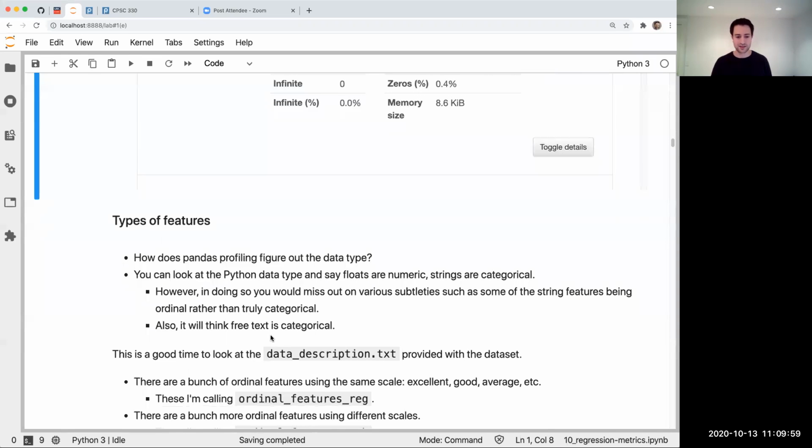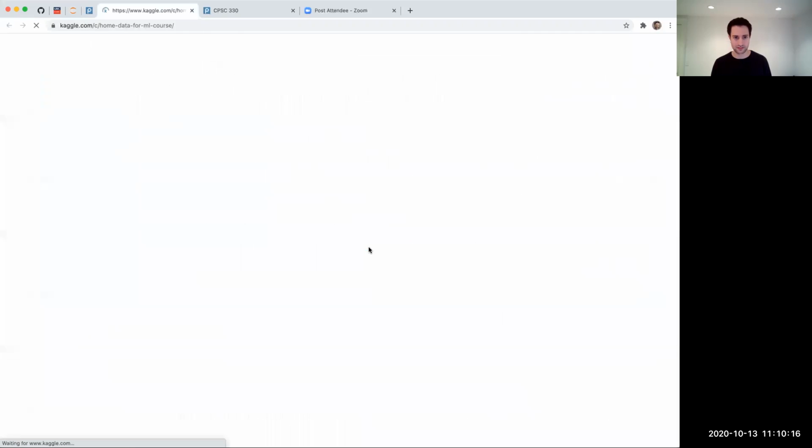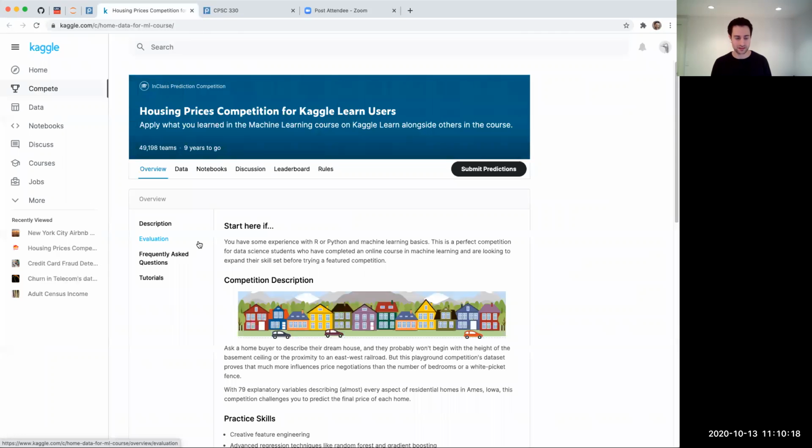Okay, yes, there's also the data description provided with the data set. Oh, but I'm only sharing my Chrome. I'm not sharing my entire screen. Give me a minute here to try to get ourselves out of that situation.